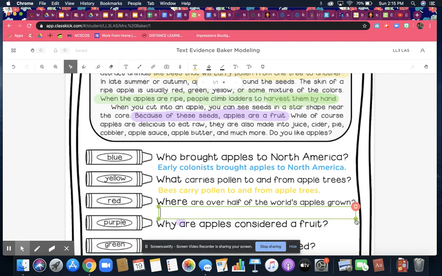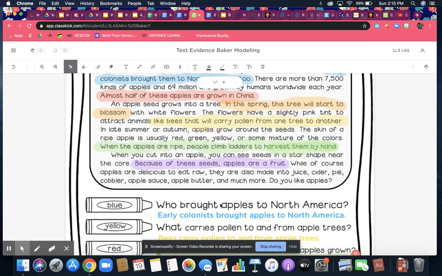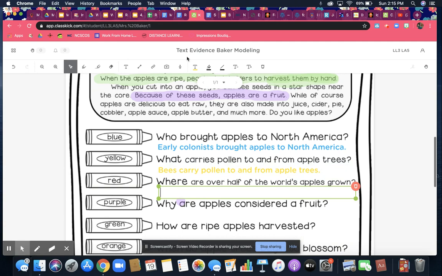Red, where are over half of the world's apples grown? Okay, almost half of these apples are grown in, red is China. So, where are over half of the world's apples grown? Half of the world's apples are grown in China.